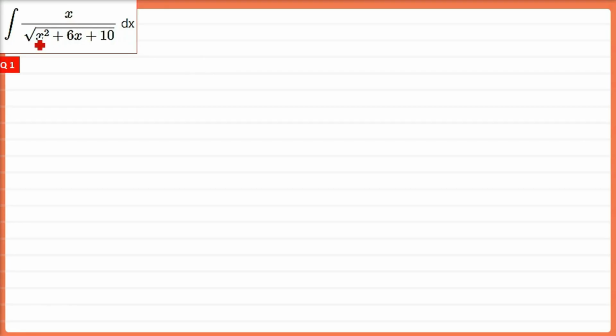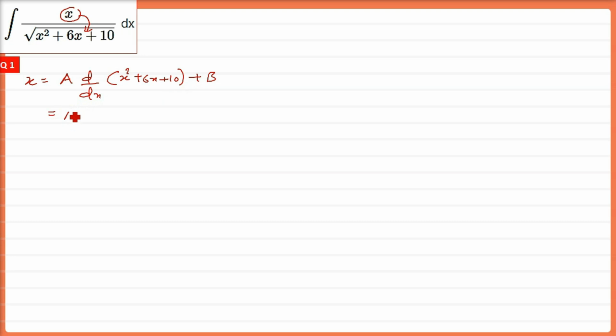Now here we have under root x square plus 6x plus 10 in the denominator. Please recall that we have solved this kind of question in the same way in the previous exercises, except for the under root. One possibility is to represent x in the form of the differentiation of x square plus 6x plus 10. That is, we'll write x as a into d by dx of x square plus 6x plus 10, along with a constant b.